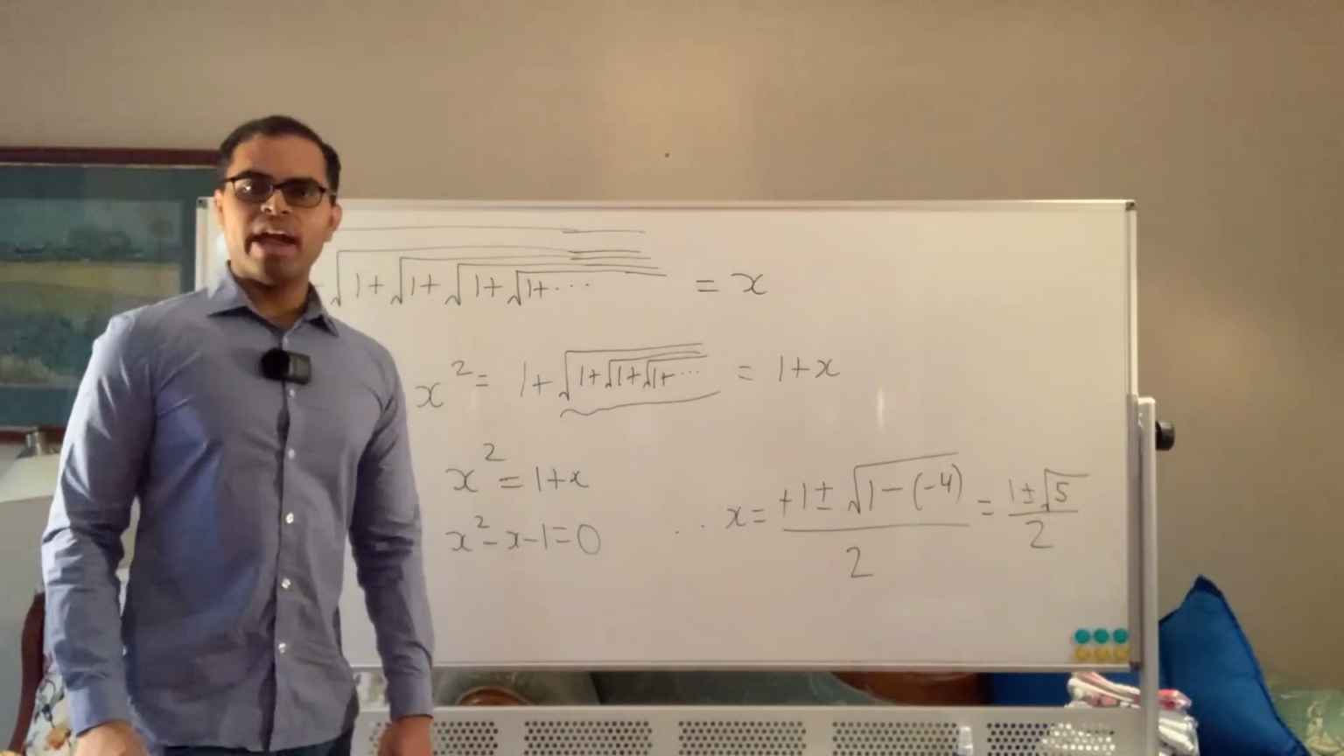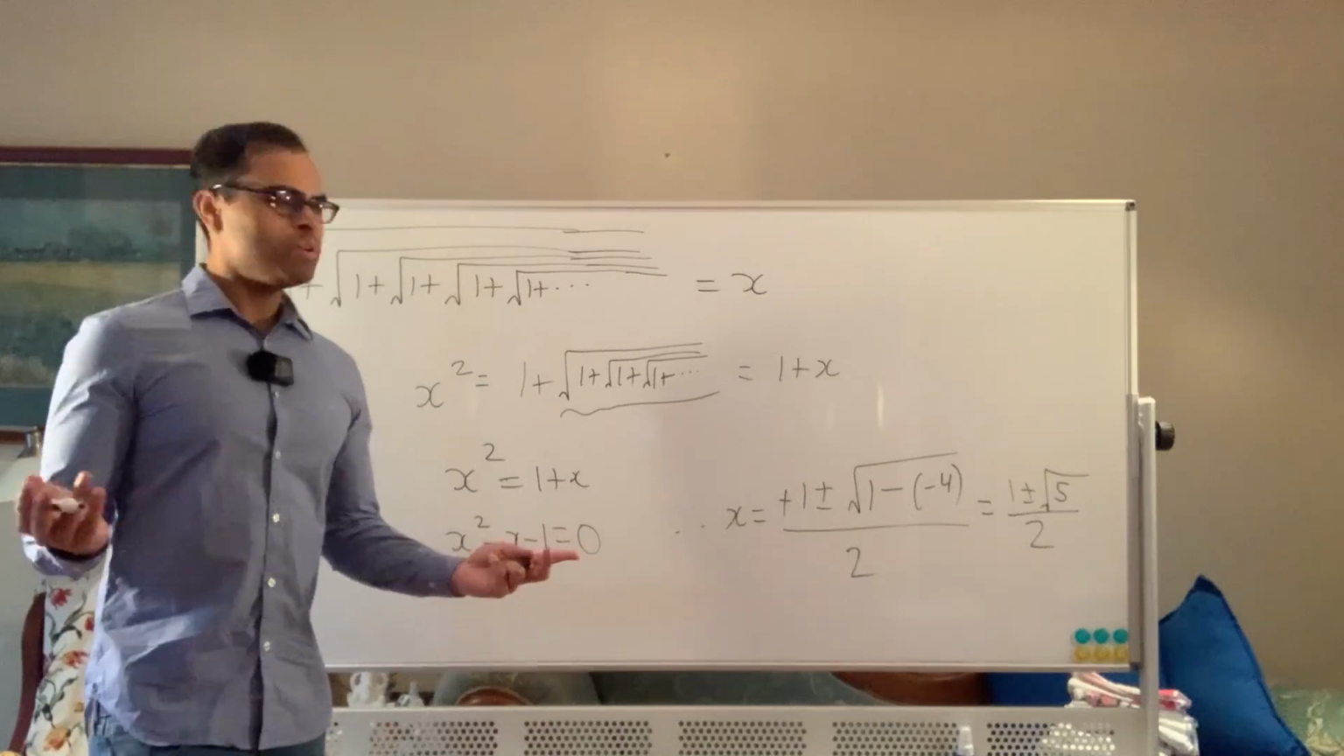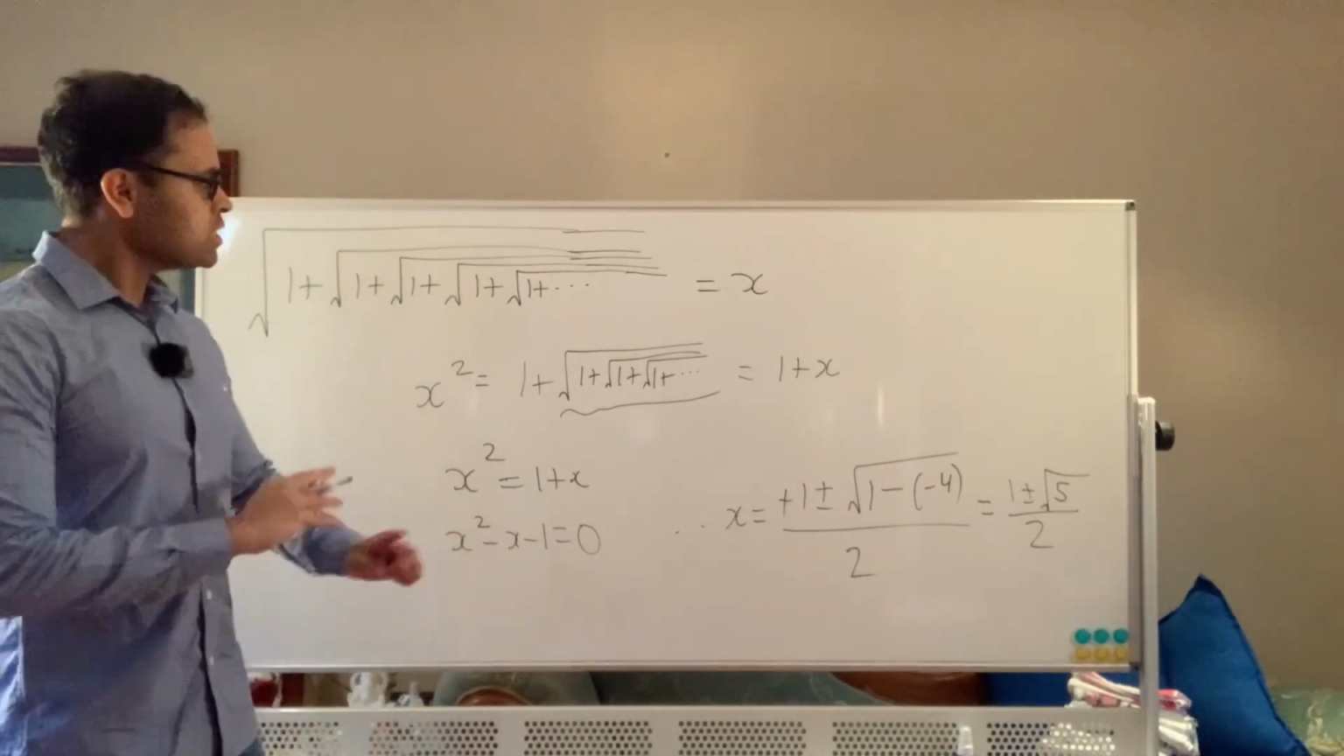So that's going to be what x is. So there are two solutions for x. But what's going on here? I mean, what are these solutions really? So let's just check that out.